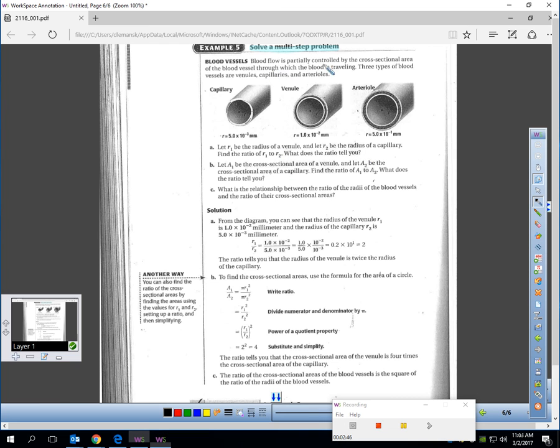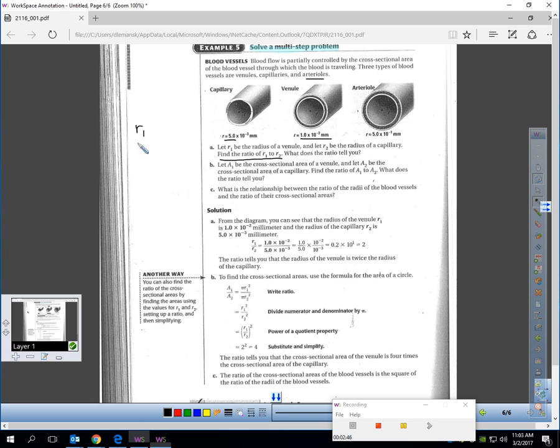Blood flow is partially controlled by the cross-sectional area of a blood vessel through which the blood's traveling. 3 types of blood vessels are venules, capillaries, and, I want to say arteries, but arterioles. I haven't had that in a while. Arterioles, biology. Let's keep going. So let R1 be the radius of a venule, while R2 is the radius of a capillary. Okay, so here's venule, and here's capillary. Find the ratio of R1 to R2.